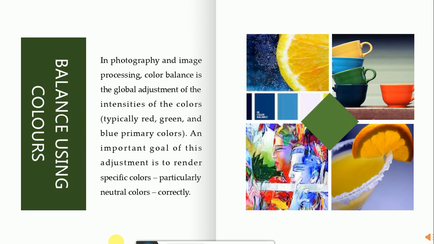In photography and image processing, color balance is the global adjustment of the intensities of the colors, typically red, green, and blue primary colors. An important goal of this adjustment is to render specific colors, particularly neutral colors, correctly.